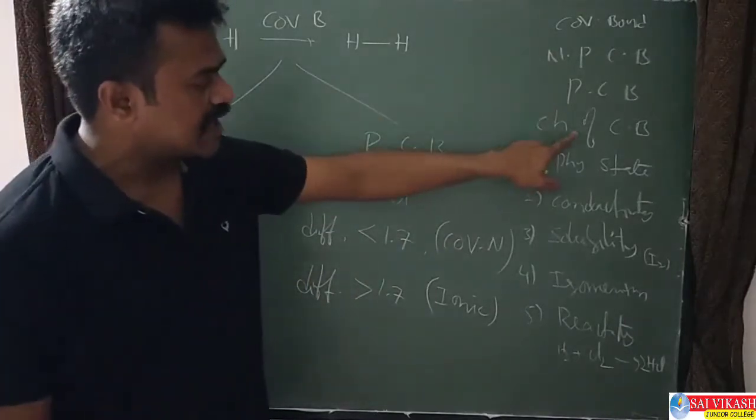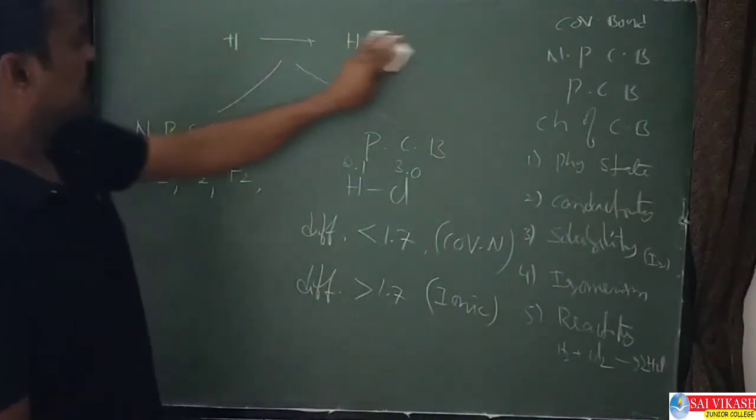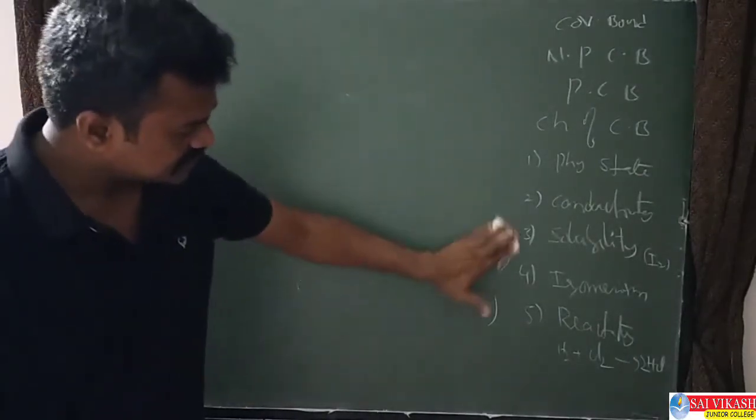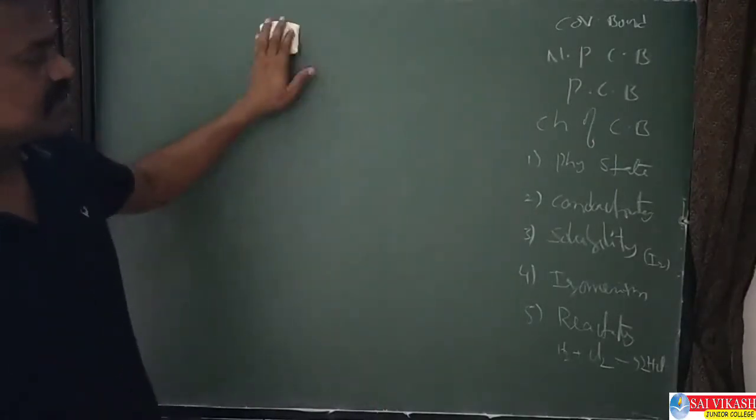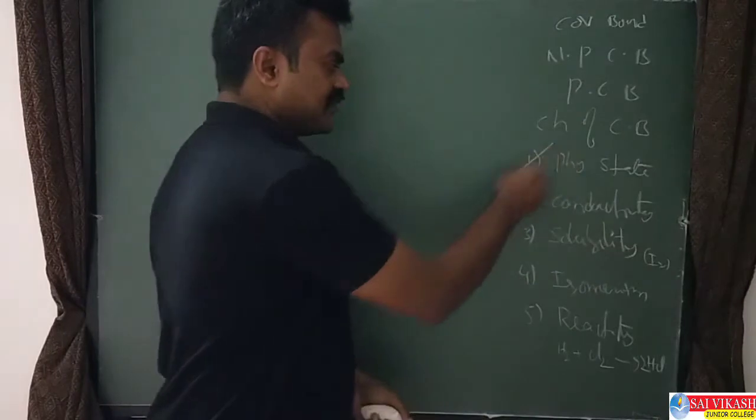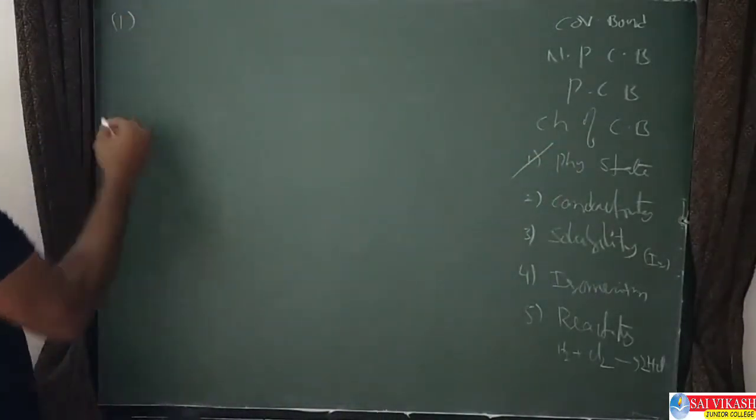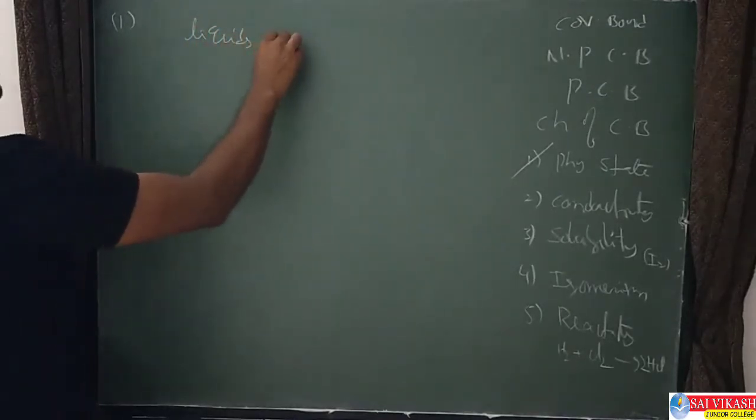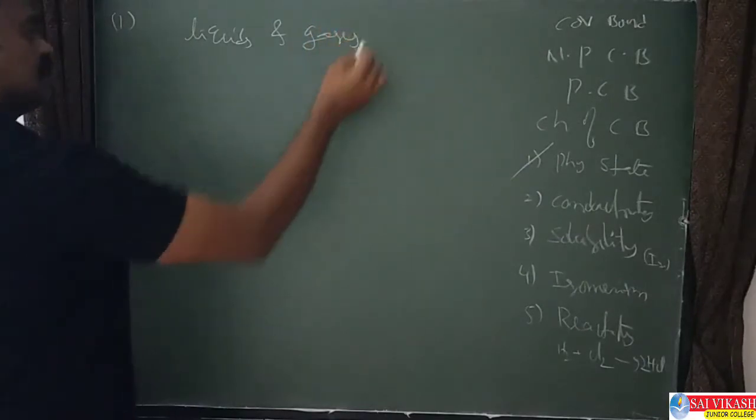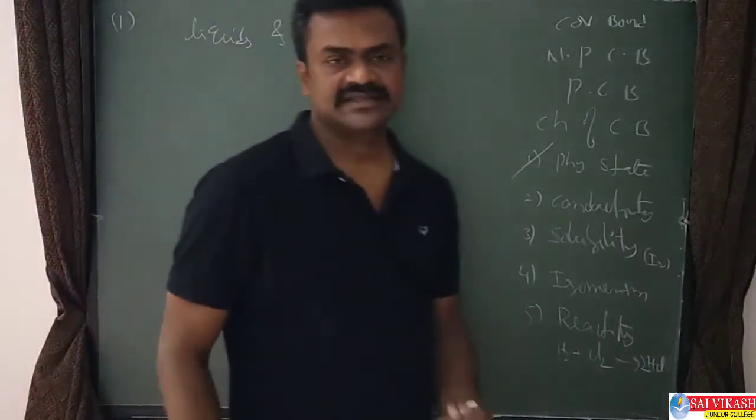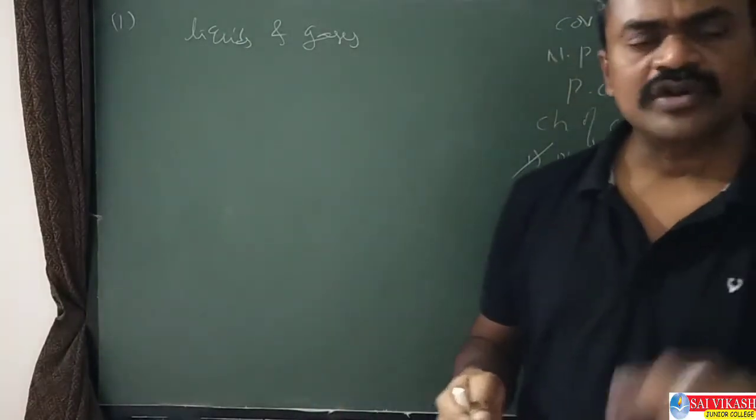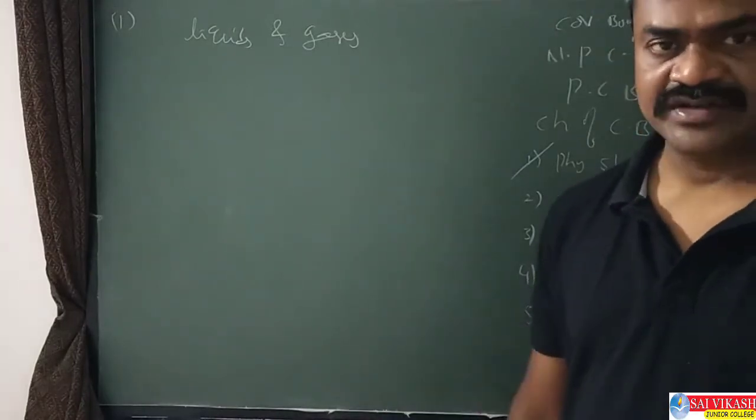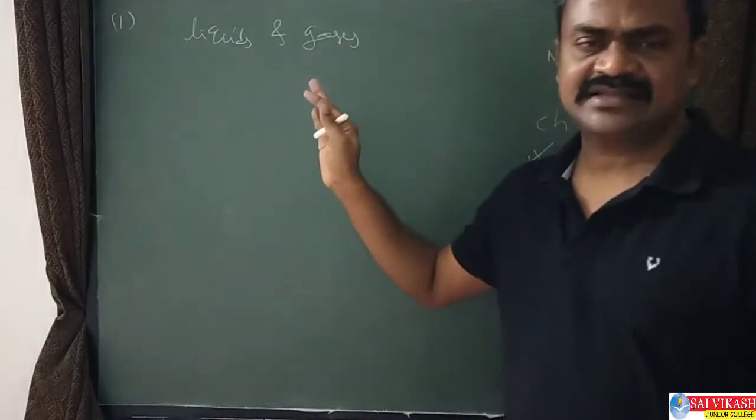This is over. Now, characteristics of the covalent bond, meaning characteristic properties of the covalent bond. Number one is their physical state. Generally they are all liquids and gases. Normally they are all liquids and gases: hydrogen gas, chlorine gas, fluorine gas, bromine liquid, Br2 liquid. So liquids and gases are available.